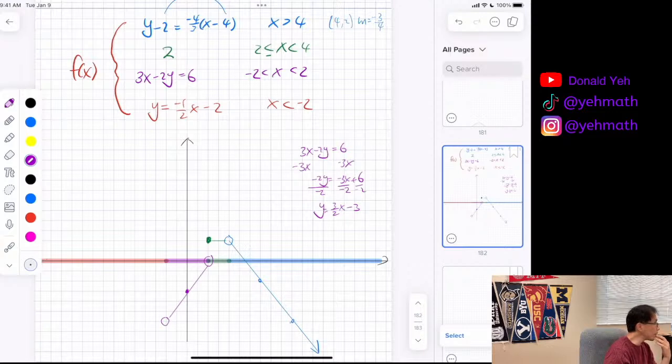Am I going too fast? Yes. So after that one, you have just 2, because of the restriction, as an open circle. Do you see that?